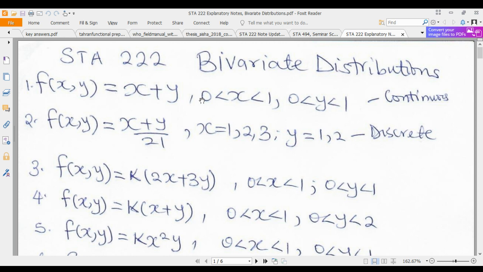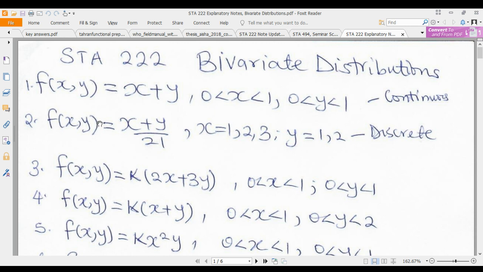But you have two variables essentially, two ranges, the range for x, the range also of y. The nature of the range will determine whether the distribution is continuous or discrete. So the first distribution, f of x comma y is equal to x plus y, is continuous because the range of x and the range of y between 0 and 1 are continuous.